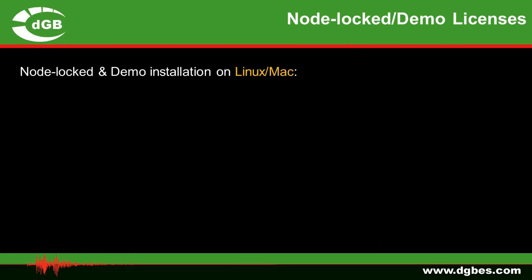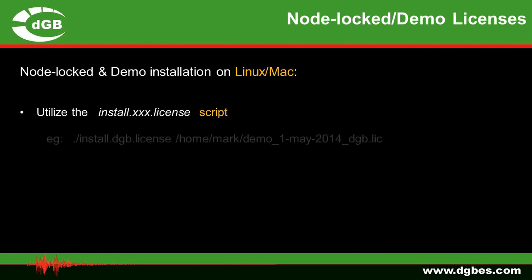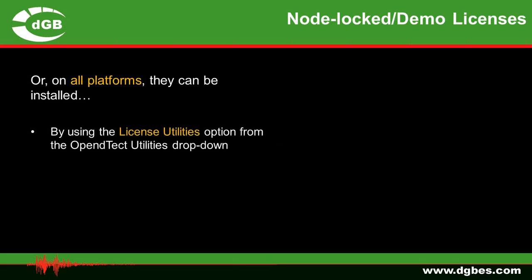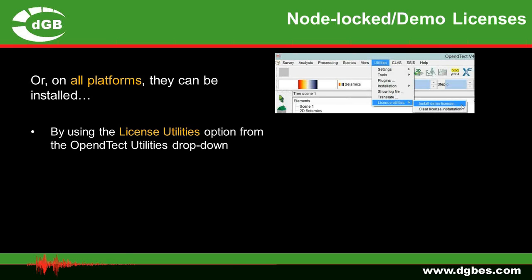Okay, so node-locked and demo installation on Linux and Mac is slightly different. You can use the install license script. For example, install DGB license, and you would put it somewhere like this. Or, finally, on all platforms, these node locked or demo licenses can be installed by using the License Utilities option from the OpendTect Utilities drop-down. So you would drop down the Utilities, License Utilities, and press Install Demo License.